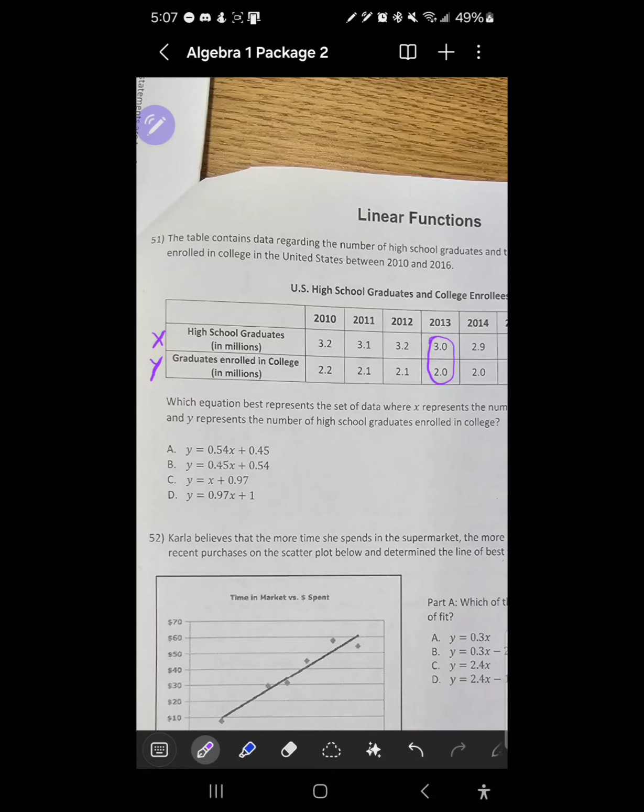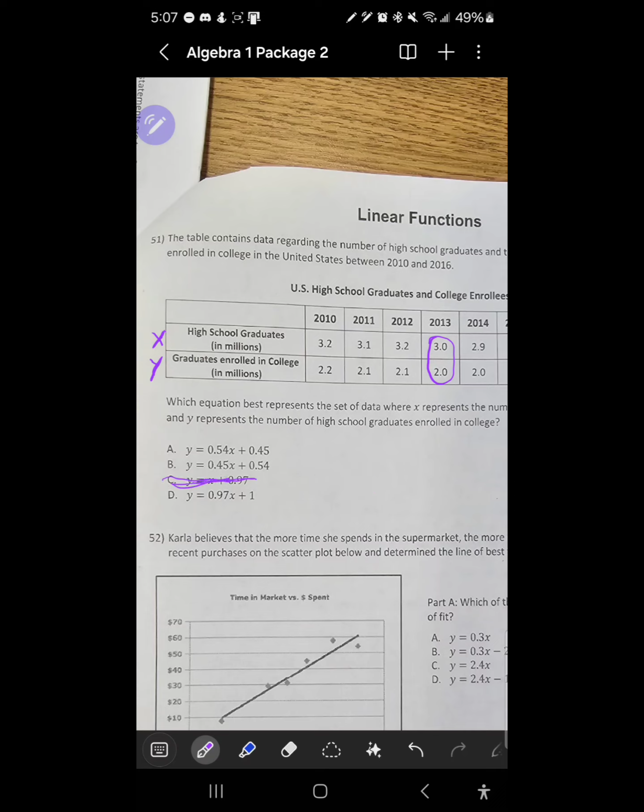I could say, okay, 3.0, 0.54 times 3.0 is gonna be about 1.50 something, 1.50 something plus 0.45 is actually 2, so we're good. Then here is actually going to be also nearby. In this case, this is not a possible answer because if we put 3 and the x and then we add 0.97, we're going to get 3.97, which is not 2, so we get away with C.